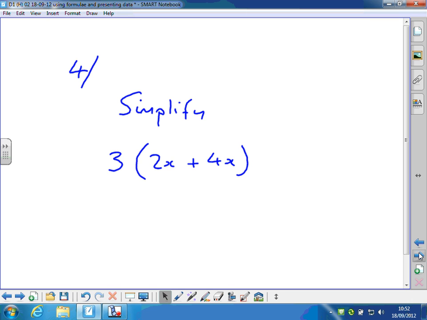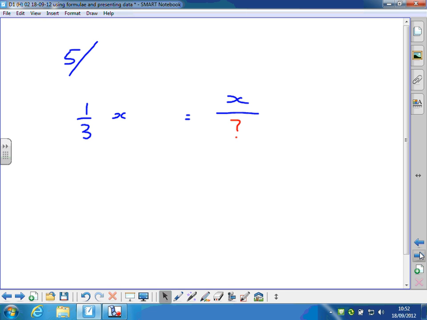So some awkward ones here, but it's as much about introducing things to you and learning a process as to whether or not you get them right. So don't worry too much. Next. A third of x is the same as x divided by what? So what's the missing letter there algebraically?